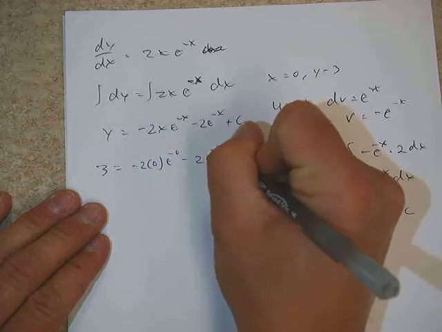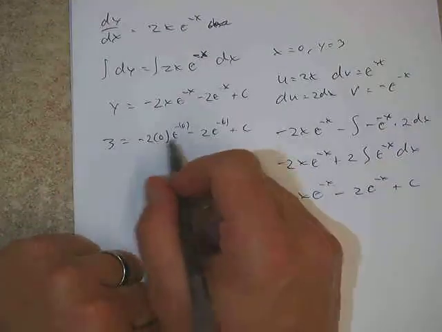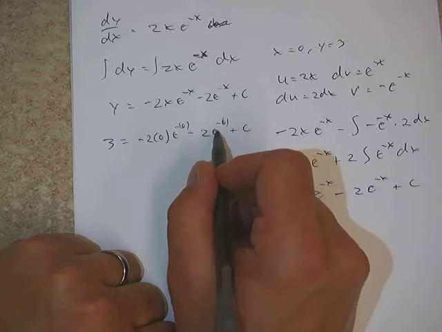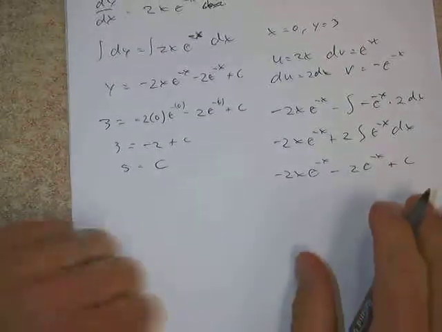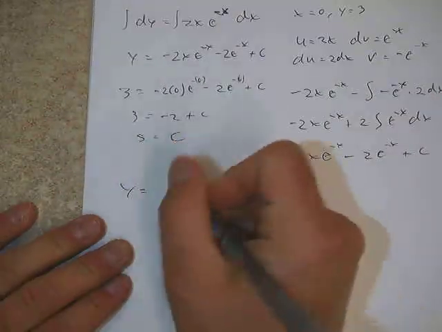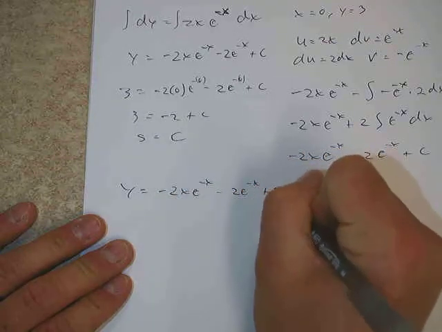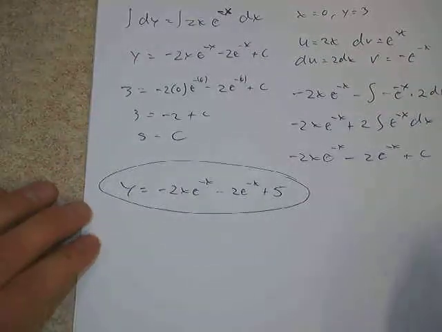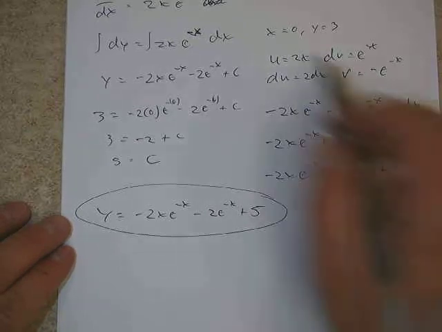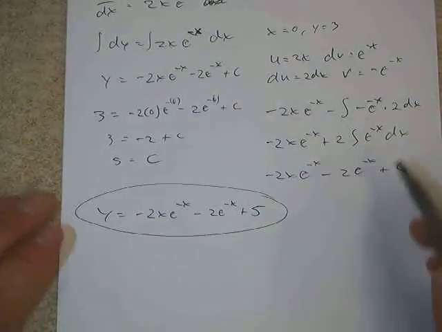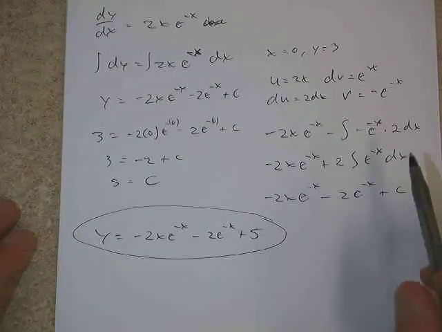And as with any initial value problem, we're going to find the c value by putting in the 0 and the 3. So if we put in 3 for y, we get negative 2 times 0, e to the negative 0, minus 2, e to the negative 0, plus c. Putting a 0 in for our x, 3 in for our y. Ultimately, that piece is 0. This piece right here, e to the 0 is 1, so we get negative 2 plus c on this side. So we get 5 equals c on that part, and then ultimately we'd rewrite our equation as negative 2x e to the negative x minus 2 e to the negative x plus 5, and that would be our final answer to this initial value problem.